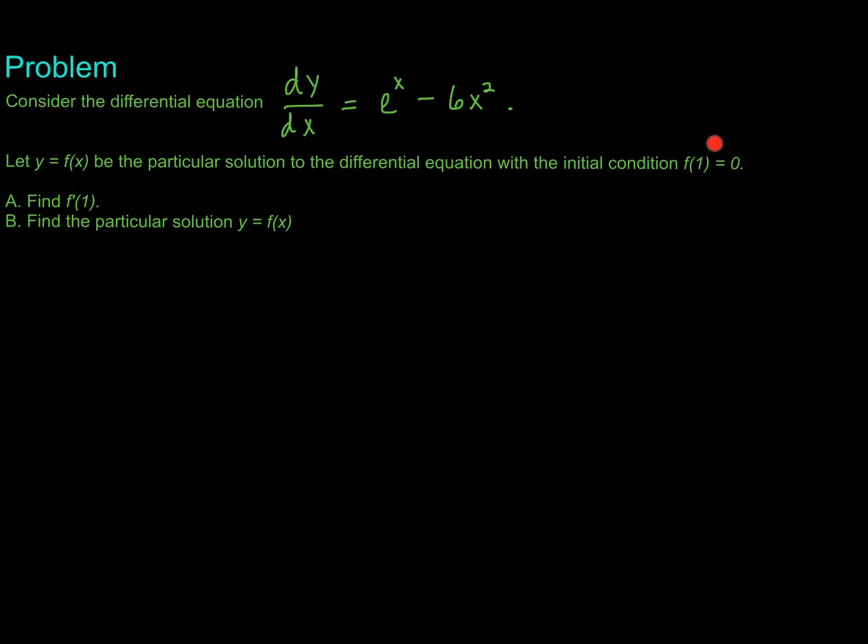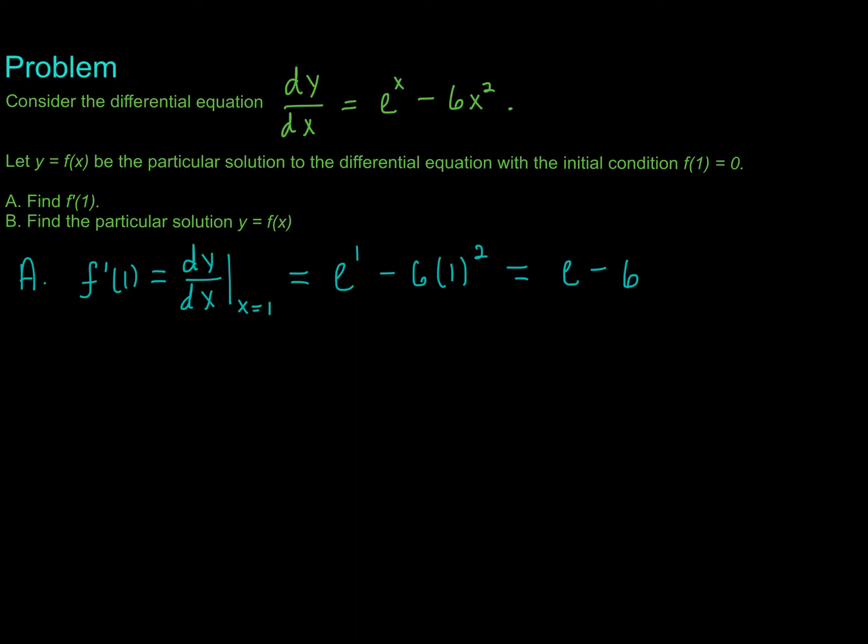So they're telling me a point that is on my curve y equals f of x, and they're telling me the derivative of y with respect to x. So what I'm going to try and do is put those two things together in order eventually in part B to find this particular solution. First, in part A, I'm asked what is the derivative, or f prime, at 1? Well, I know the derivative, dy dx, and so I can evaluate it at x equals 1, which is quite simple. I'll go ahead and show that work here.